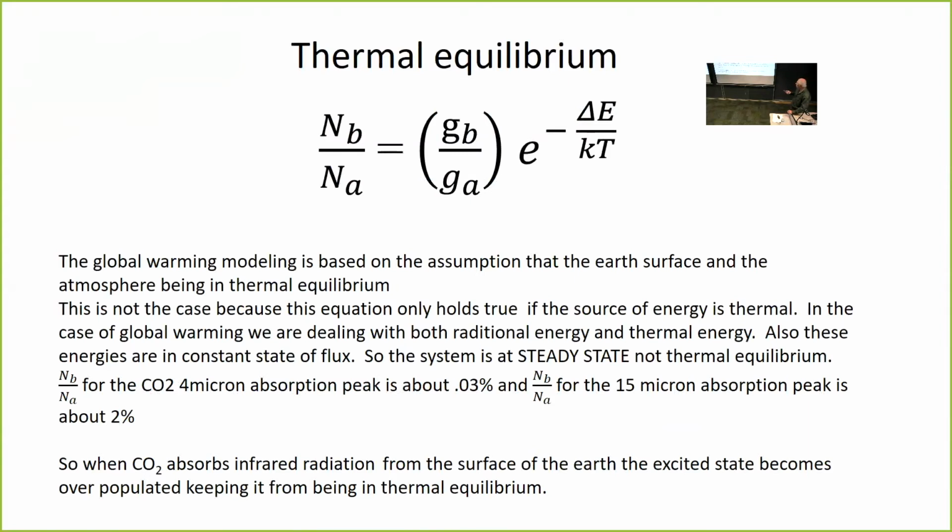So for the excited state of CO2 at the 4 micron peak, it's about 0.03%. At the 15 micron peak, it's about 2%. If you plug in about 300 degrees Kelvin or 270 degrees Kelvin for temperature. So when CO2 absorbs infrared radiation from the surface of the Earth, the excited state becomes overpopulated, keeping it from being in thermal equilibrium.